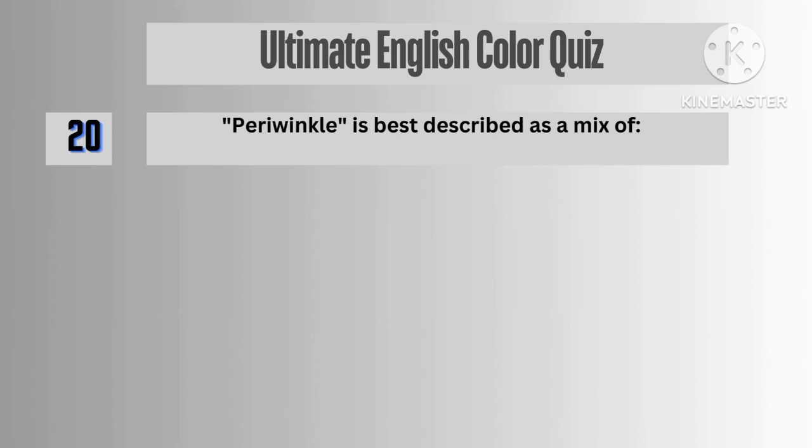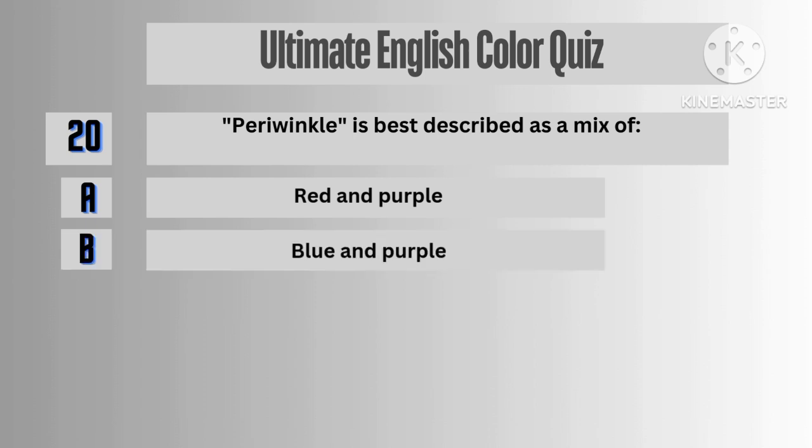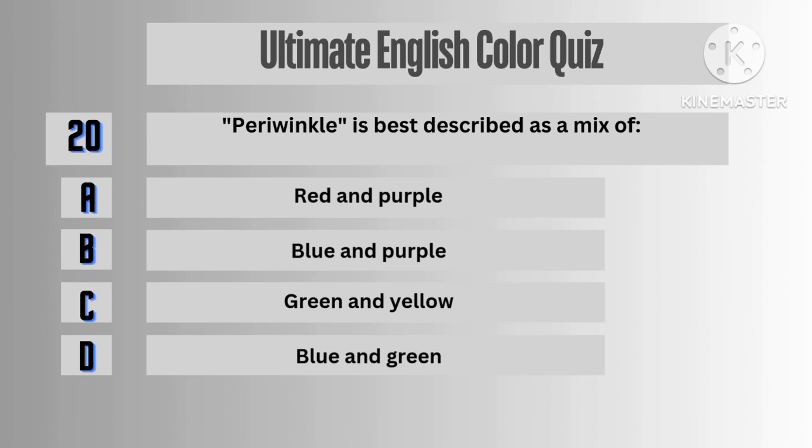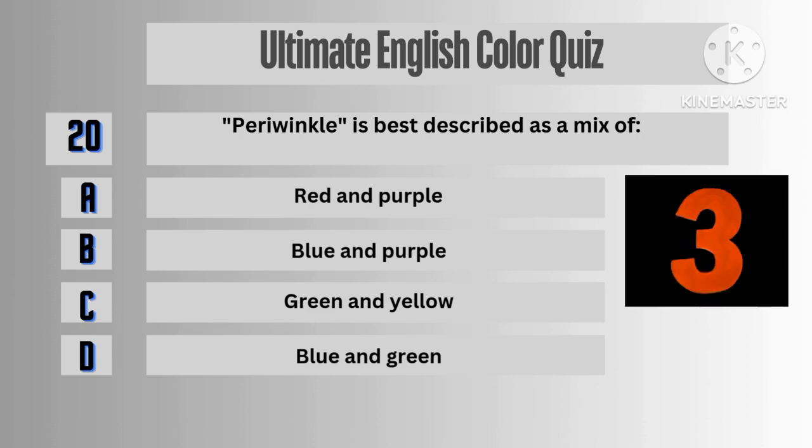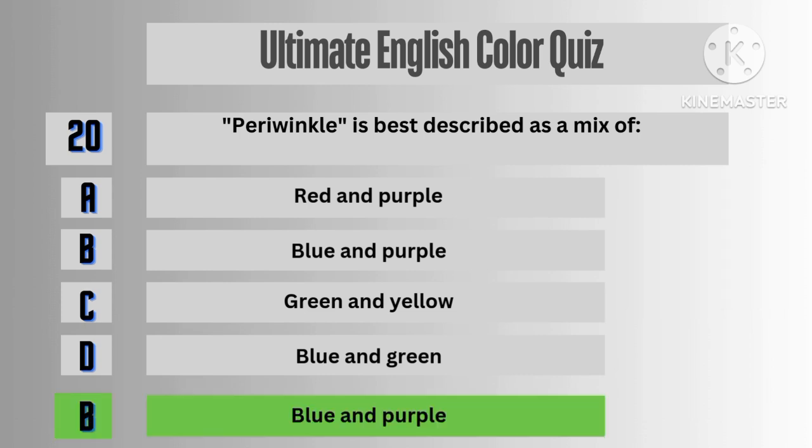Question number 20. Periwinkle is best described as a mix of option A red and purple. Option B blue and purple. Option C green and yellow. Option D blue and green. 5, 4, 3, 2, 1. Correct answer is B blue and purple.